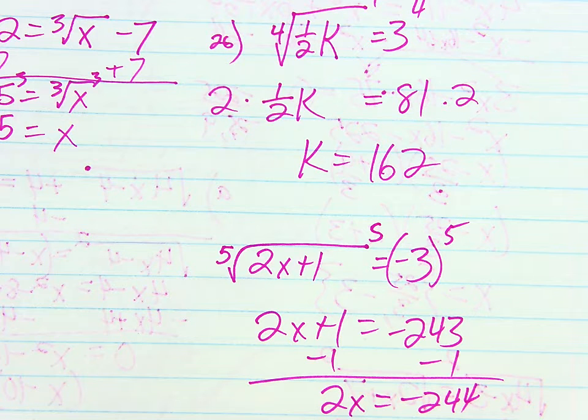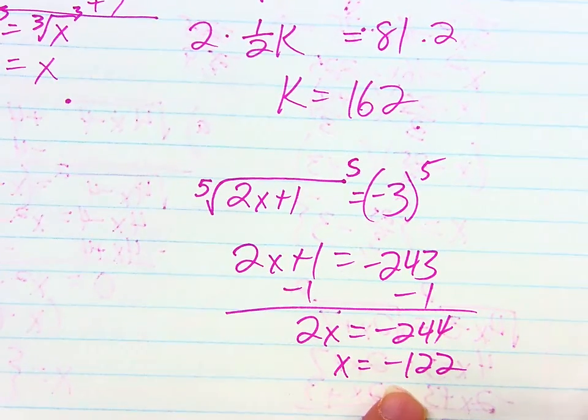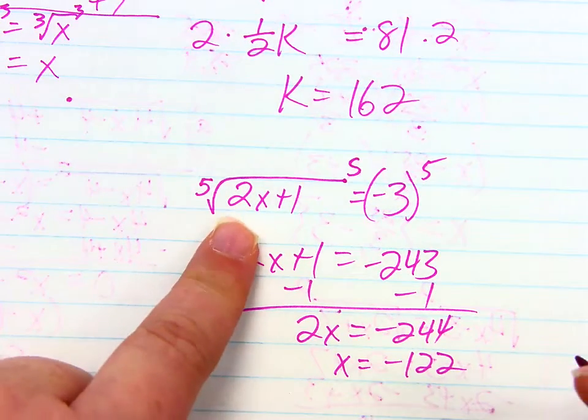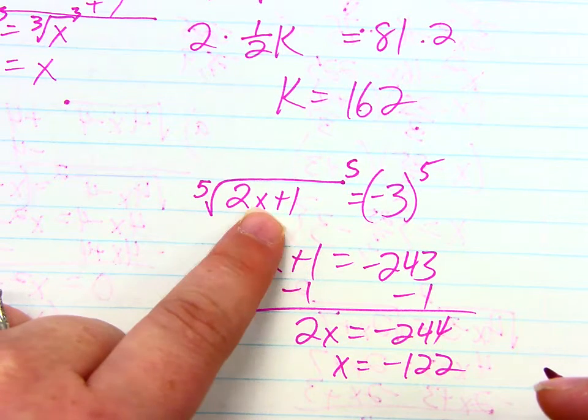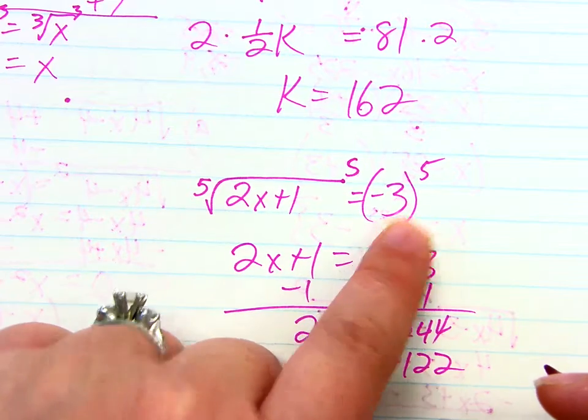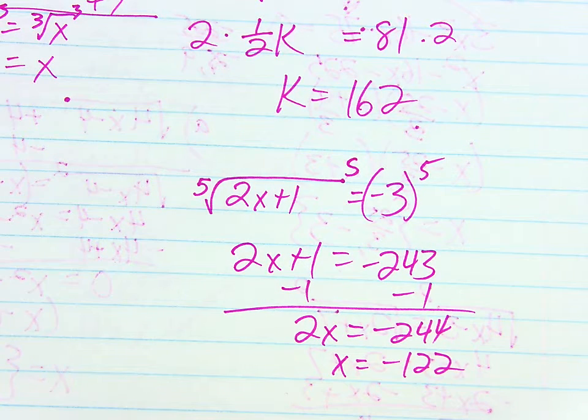And we're done. We should check it. So if I take -122 and pop it back in, that's going to be -244 plus 1, which is -243. Is the 5th root of -243 really -3? Yes!